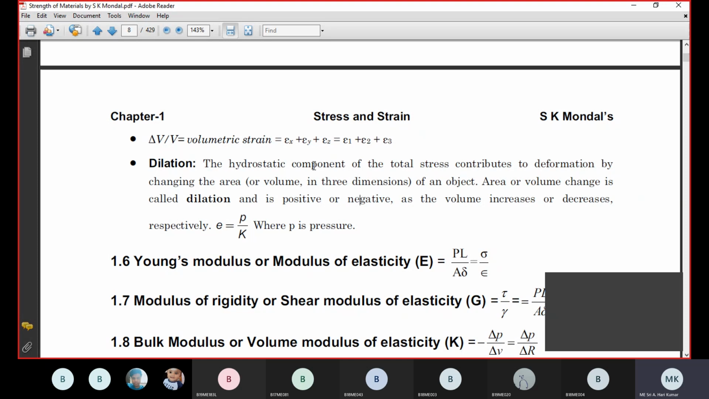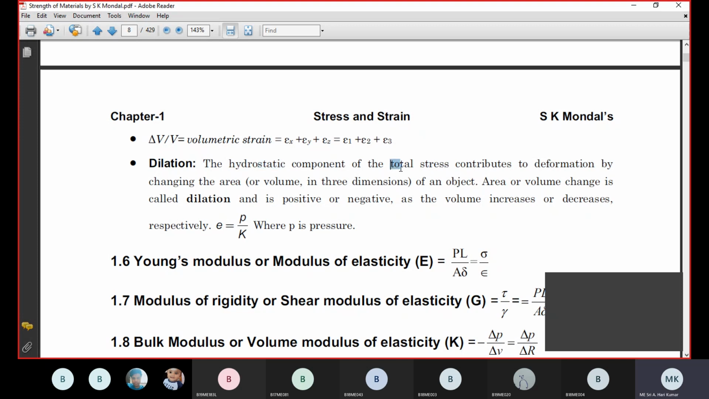So, the hydrostatic component of the total stress. This is more like a technical thing, okay, I'll make it simple. The hydrostatic component of total stress contributes to deformation. Look at the word hydrostatic: hydro relates to liquid and static means steady. The hydrostatic component of the total stress contributes to deformation.